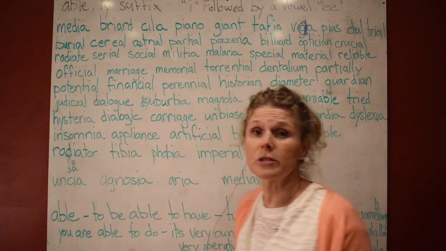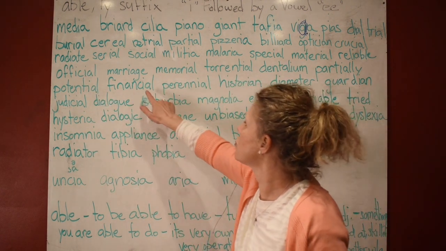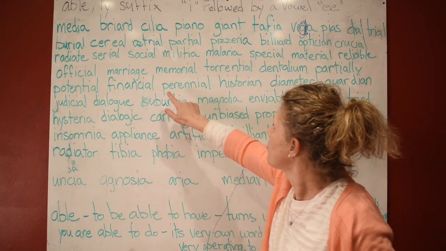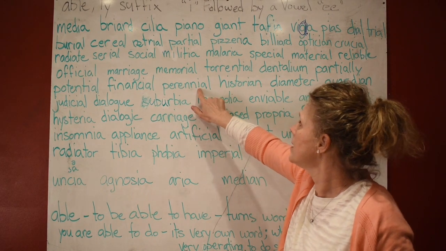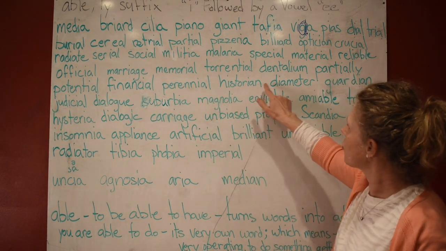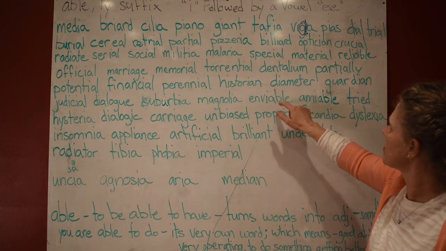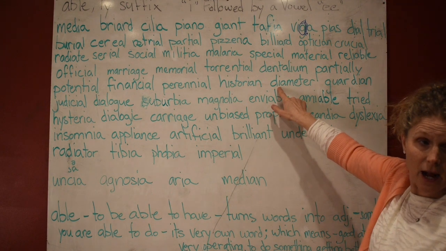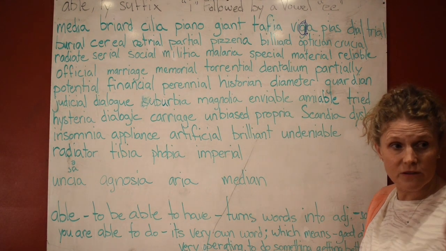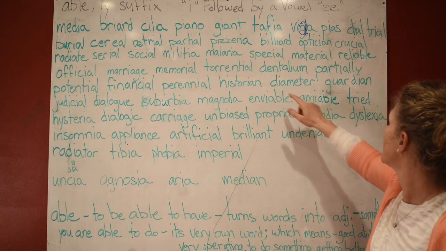These are super confusing, especially when you're trying to learn hard words. Financial, digraph, it's not changing. Perennial, look, E-O. Historian, E-un. Diameter, why is that saying I? It's the very first syllable. So open eyes, if it's the very first syllable, it's going to say its I sound most of the time.